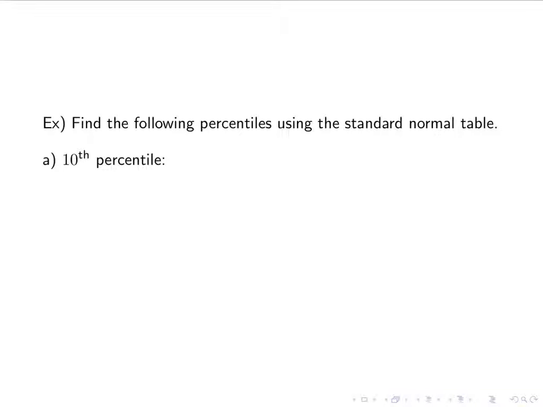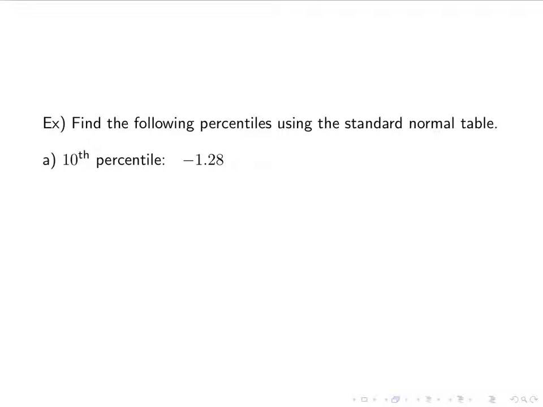I want to find the 10th percentile. So 10% is less than 50%, so I know already that it's going to be a negative value. So I go to my negative table, and I look for the closest that I can find to 0.1000. And then I go and look at the ones in tenths column, and then the hundredths row. I think I switched those, you know what I mean. So it should be negative 1.28.